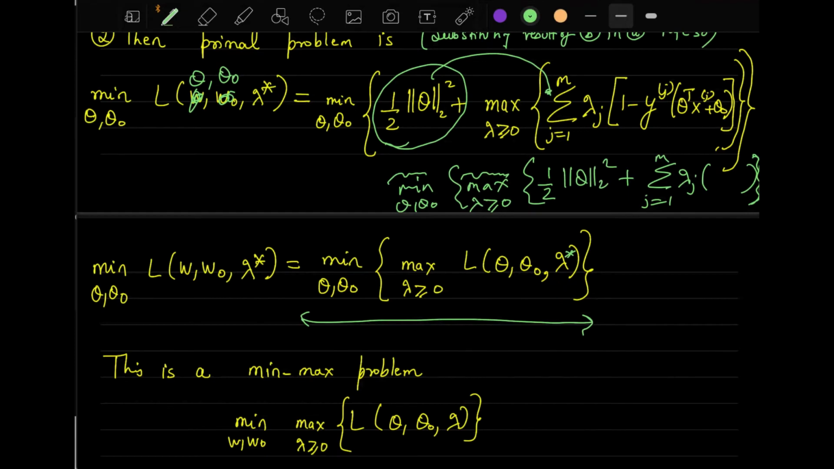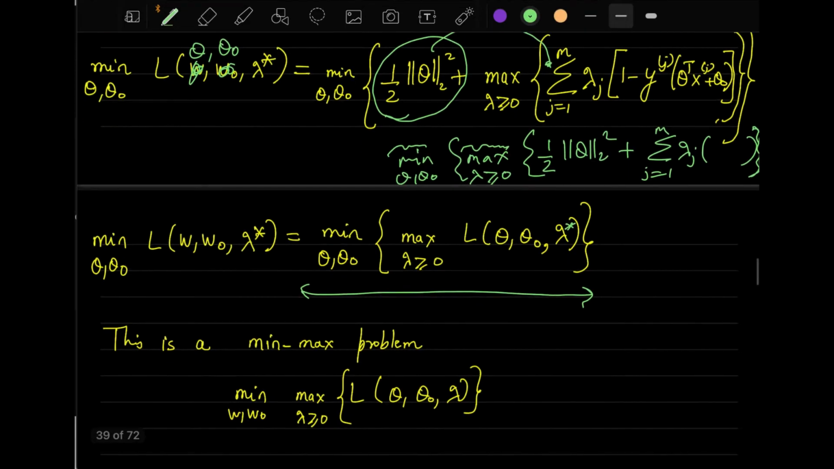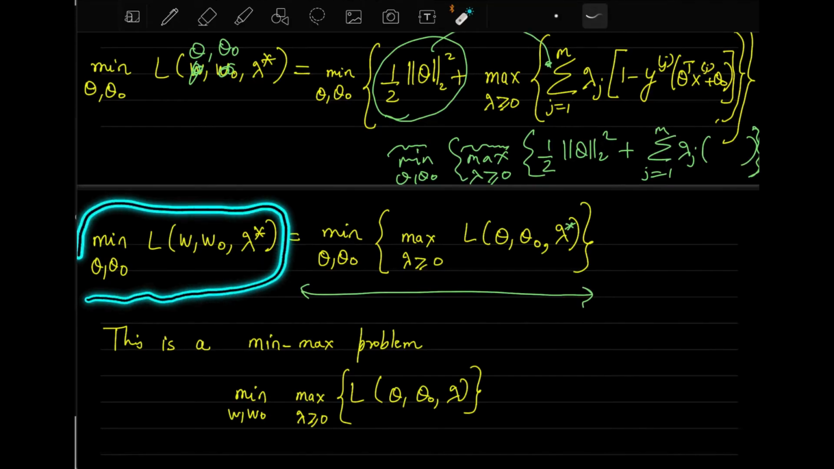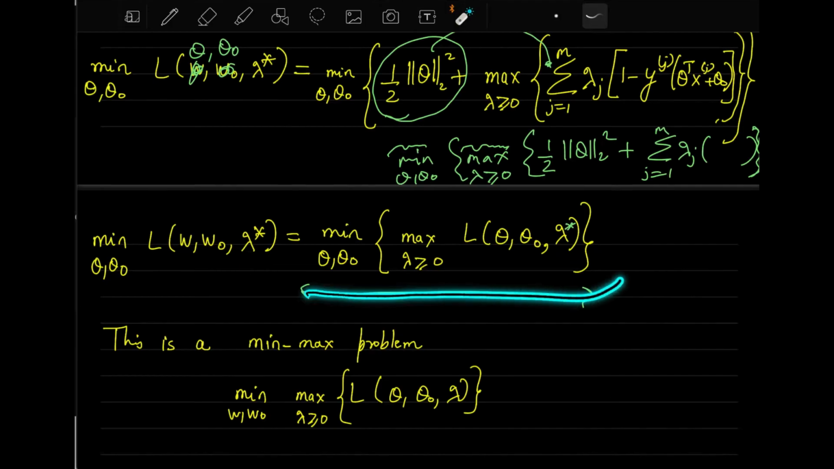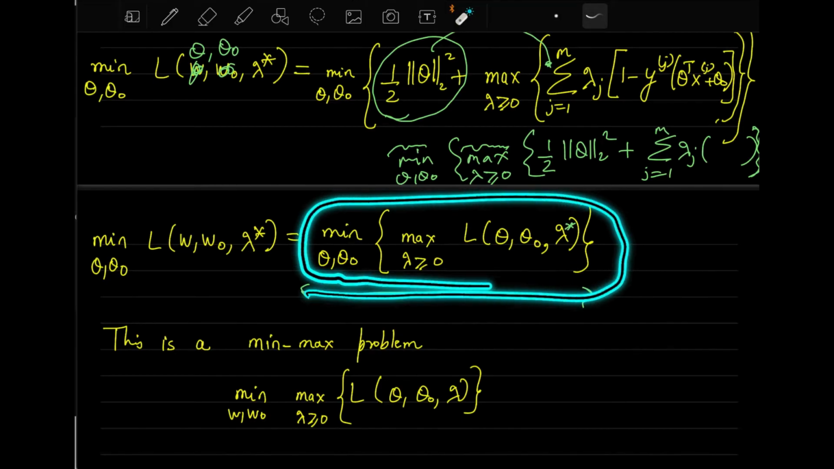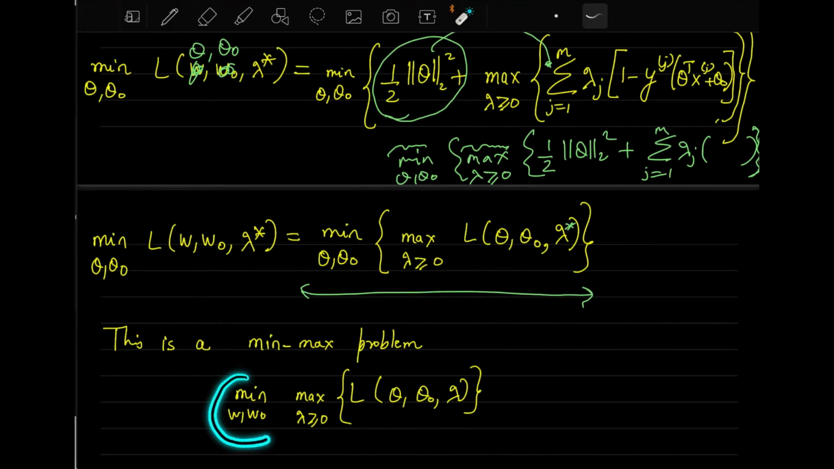So what is now important? The important thing is that the minimization of the primal space, which is given over here, is equivalent to this expression. And what is this expression? This expression is the minimum over the primal variables followed by the maximum over the dual variable of the Lagrangian. So you are taking minimization of the primal followed by maximization of the dual of the Lagrangian here.